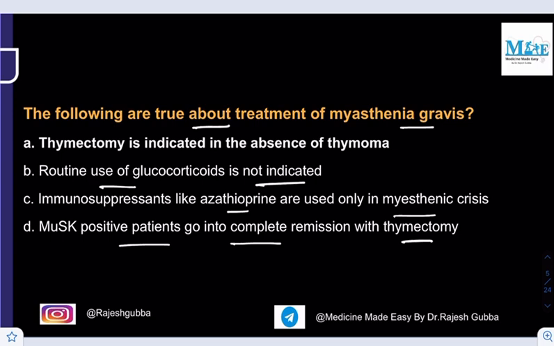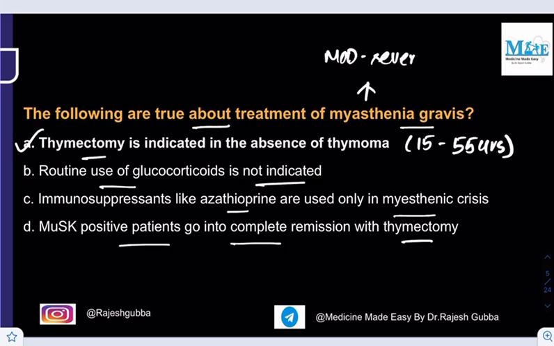In the treatment of myasthenia gravis, you have to understand that thymectomy is done whether the thymoma is present or not present. So thymectomy is definitely indicated, but it has to be done in the age group between 15 to 55 years. And what is the drug of choice in patients with myasthenia gravis? In moderate to severe forms of myasthenia gravis, the drug of choice will be steroids. So routine use of glucocorticoids not indicated is a false statement.